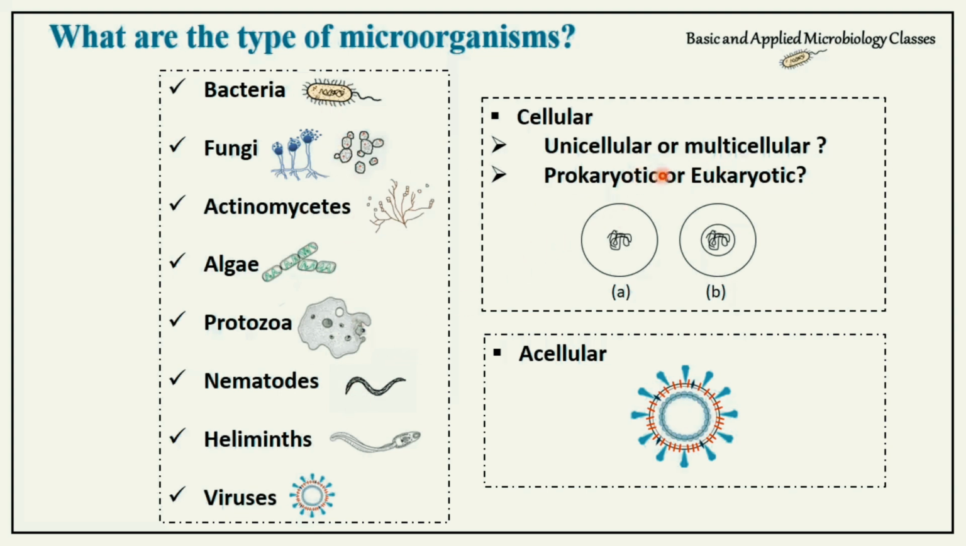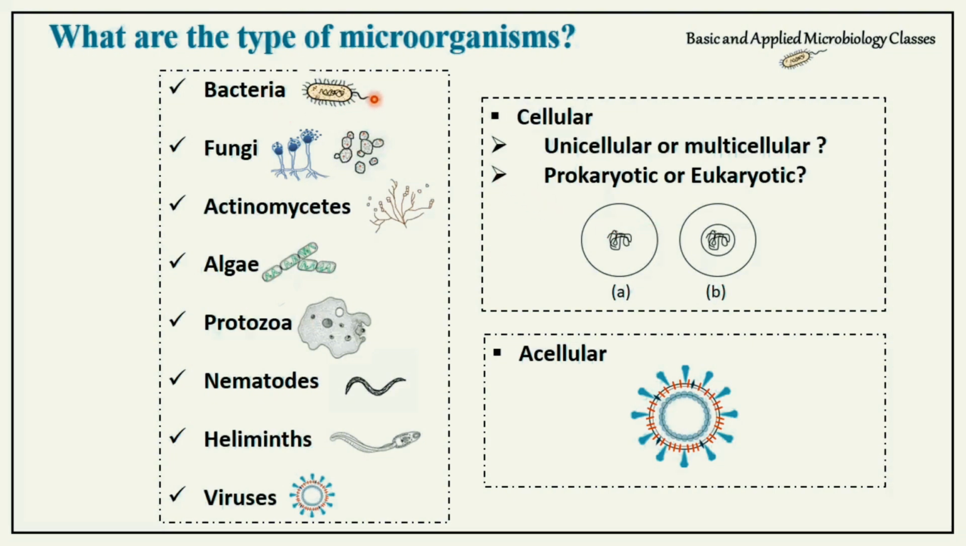When we are talking about prokaryotes or eukaryotes, except bacteria and actinomycetes, which are prokaryotes, all the remaining groups are eukaryotes. So bacteria and actinomycetes are prokaryotes. They do not have any true nuclear membrane, and the remaining, fungi, algae, protozoa, nematodes, helminths, are eukaryotes. So this is about the types of microorganisms.